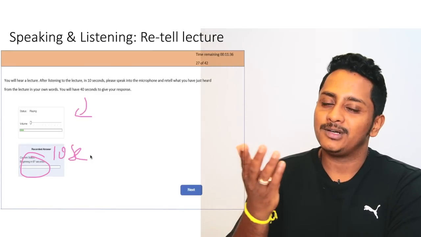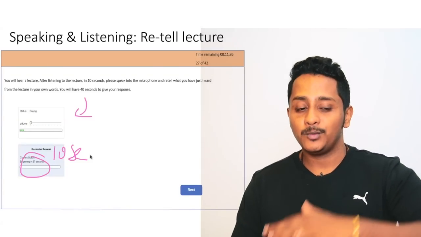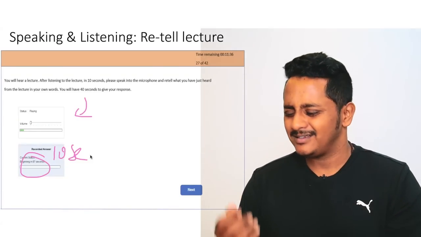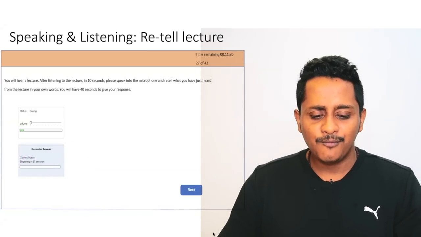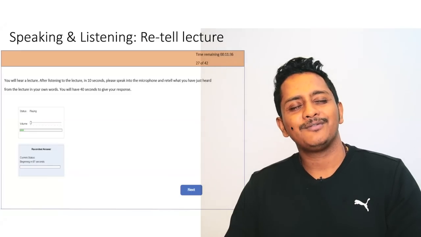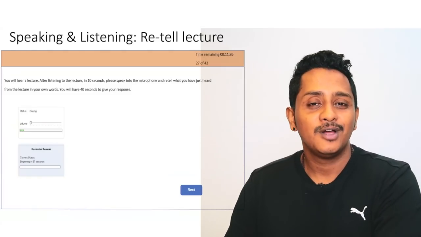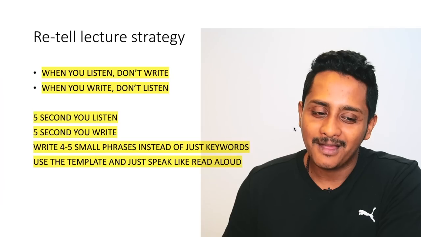Here you would be given a booklet, an erasable notebook and a marker. You can take some notes, and once the audio ends, you get 10 seconds. Just have a look at it, prepare well, and then start speaking. When you speak, 40 seconds will be given for you to speak. You don't have to speak for 40 seconds. 25 to 30 seconds is more than enough. Don't speak for only 10 seconds, 15 seconds. You will lose marks towards your listening.